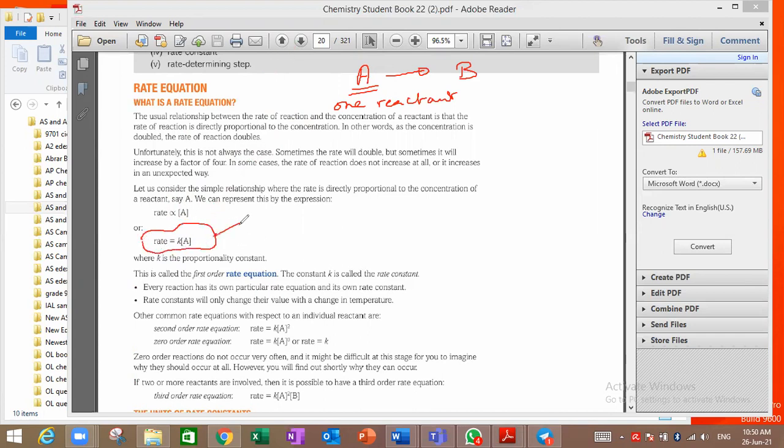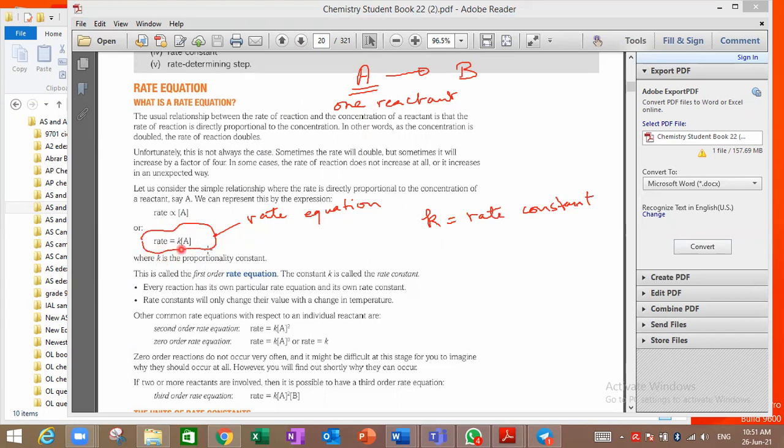We call this the rate equation, which relates what happens to the rate as the concentration of the reactant A changes. As A is doubled, the rate doubles. As A triples, the rate triples, and so on. So there is a direct relationship, and the rate equation is rate equals K times A. We call K the rate constant. Of course, this is the proportionality constant that relates the rate to the concentration of A.